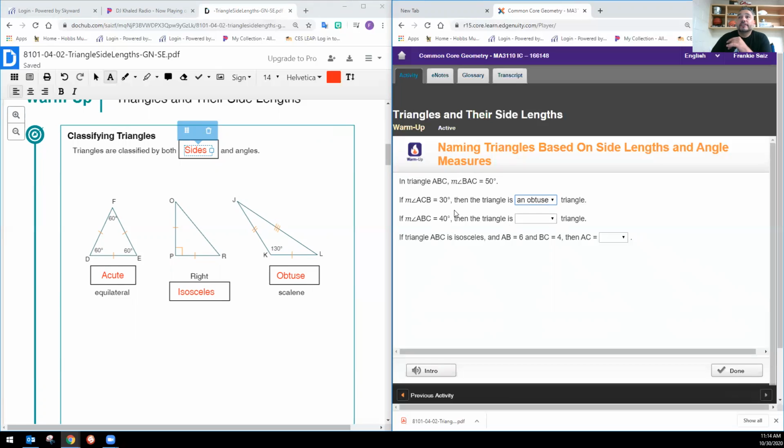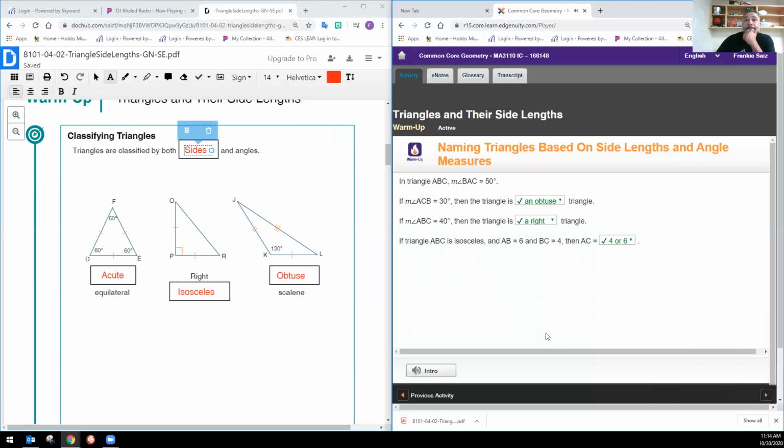This one here is a 40 and 50. That's 90, so this one is going to be a right triangle, because a right triangle has a 90 degree angle. If triangle ABC is isosceles, and isosceles means a triangle having at least two congruent sides, and AB is 6 and BC is 4, then AC has to equal 4 or 6. It doesn't matter. Just two of them have to match.